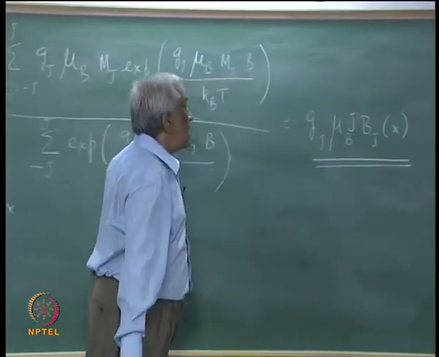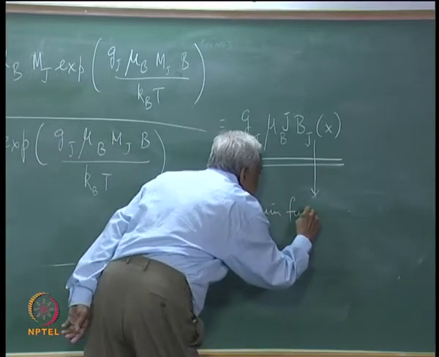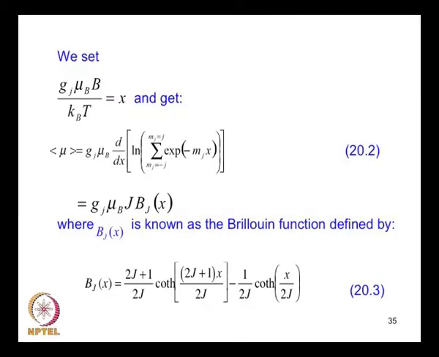So, this is the average, where this B J of x is known as the Brillouin function. The explicit form of this Brillouin function is as follows. What is the Brillouin function associated with a given j value? B j of x is (2j plus 1) by 2j coth of (2j plus 1) x by 2, minus 1 by 2j coth of x by 2. So, this is minus.